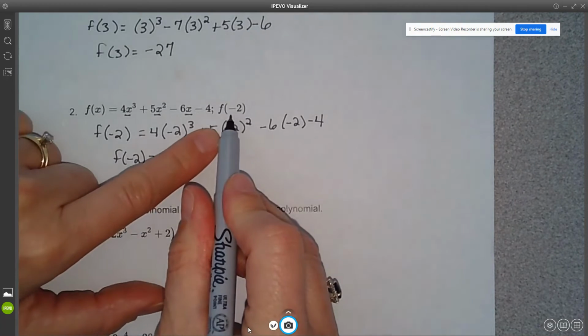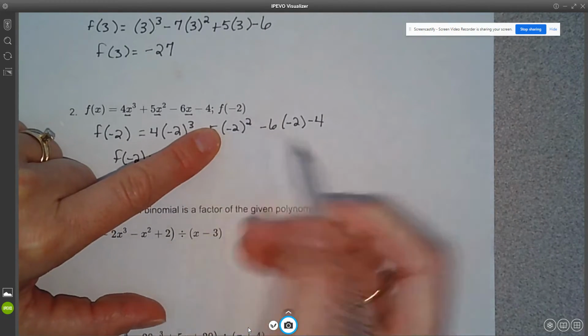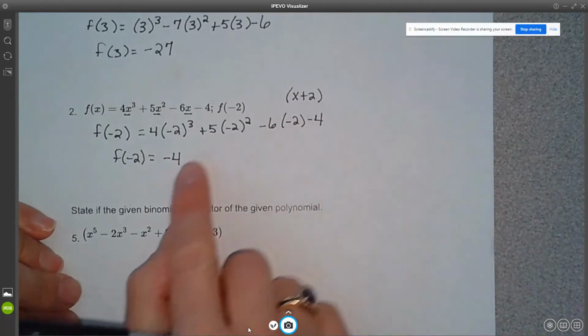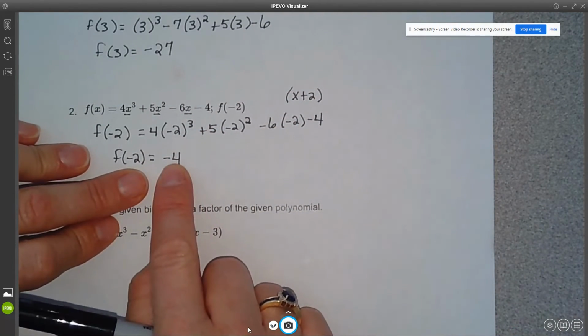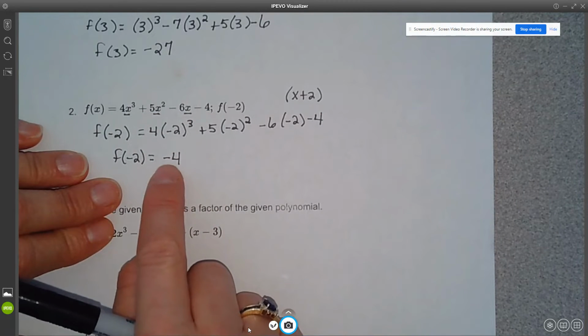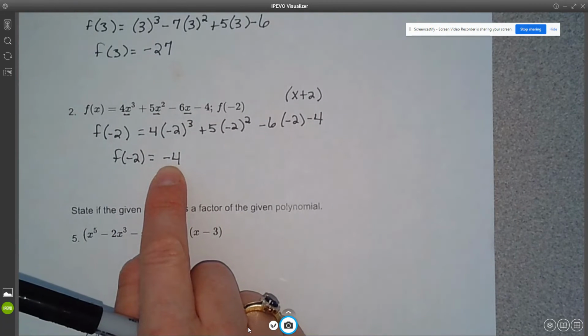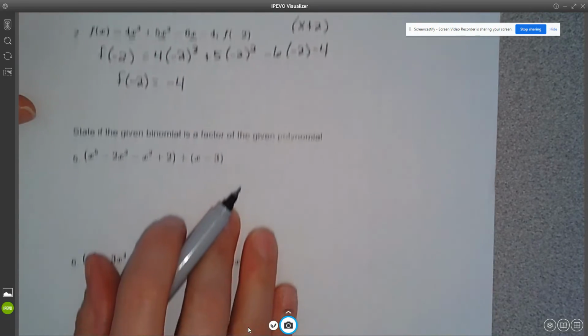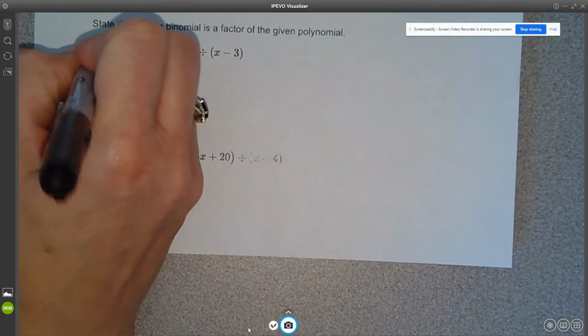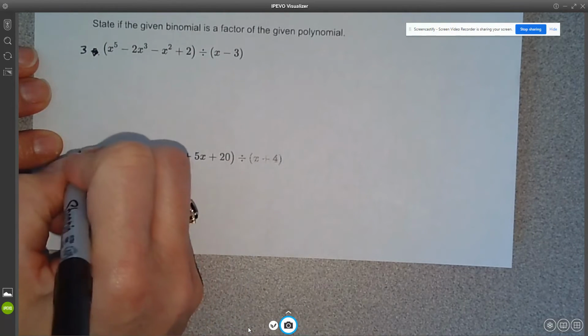Now what that means, since this is f of negative 2, is my factor would be x plus 2. And since this is a number, that means if I divide x plus 2 into this polynomial, my remainder would be negative 4. And I numbered this incorrectly. This should be number 3. I just noticed that. And this should be number 4 down here.